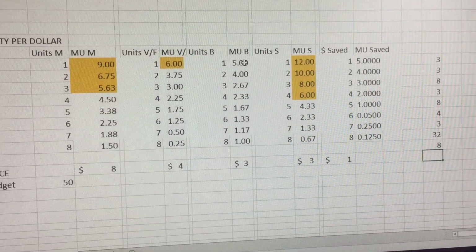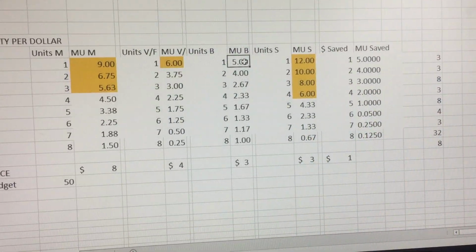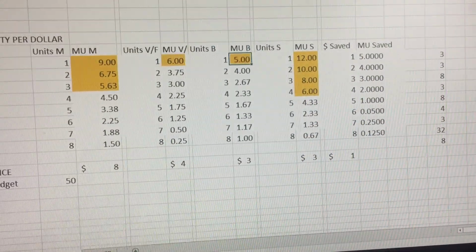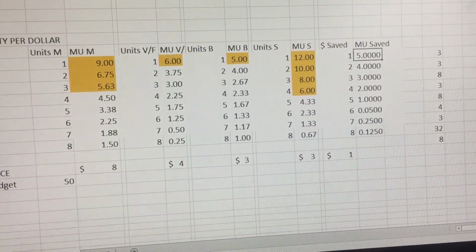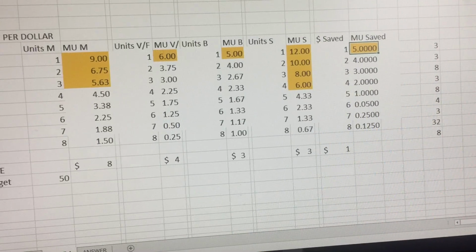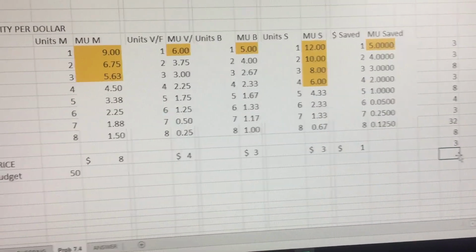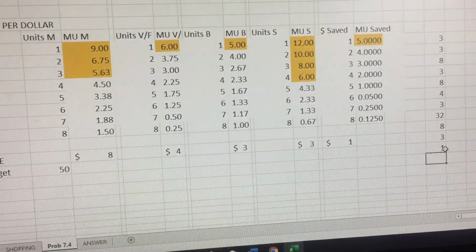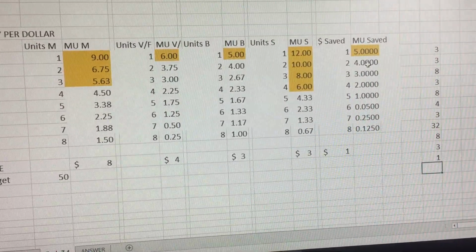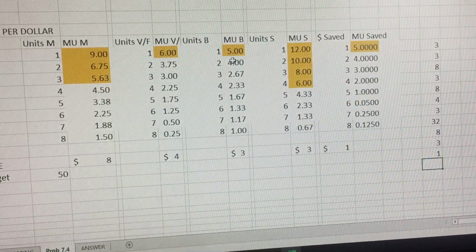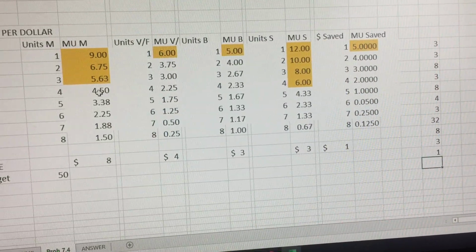Then I will buy bread and savings. The bread is $3 and the savings is $1. Now what's the next best thing to spend on? 4, 4.30, 4, 3.75, 4.50.